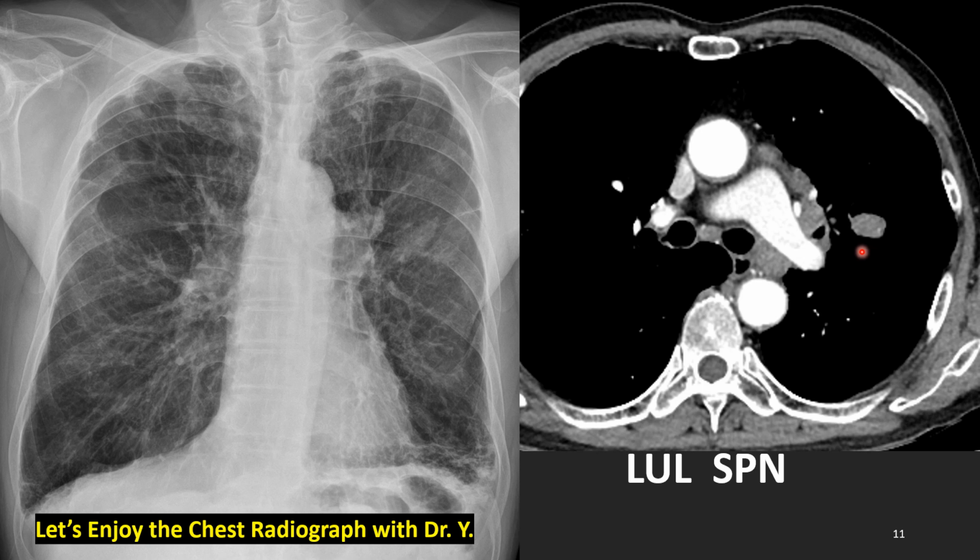This is an axial enhanced CT. This is the solitary pulmonary nodule we have seen on the chest radiograph. And there are multiple lymph node enlargements on the left side. 10L lymph node here, AP window number 5 lymph nodes here. We didn't expect these lymph node enlargements on the chest radiograph.